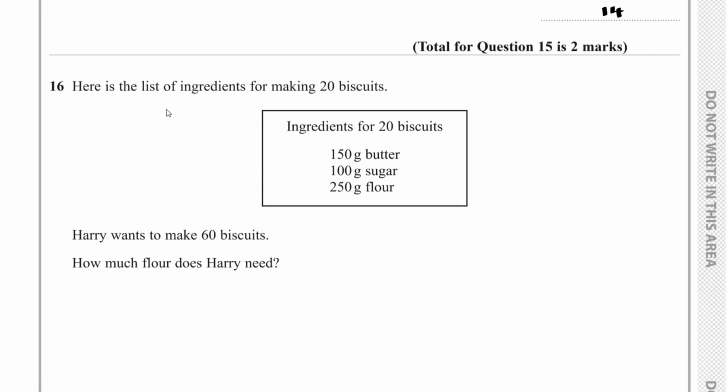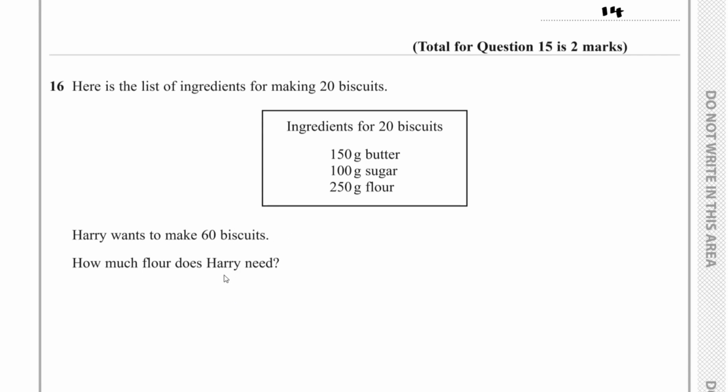Question number 16. Here is the list of ingredients for making 20 biscuits. We require 150 grams of butter, 100 grams of sugar, and 250 grams of flour. Harry wants to make 60 biscuits. How much flour does Harry need?